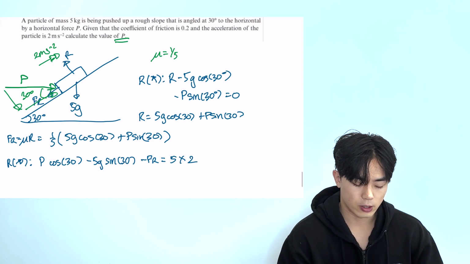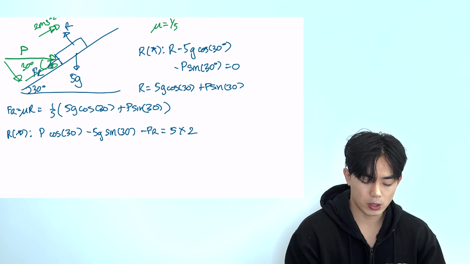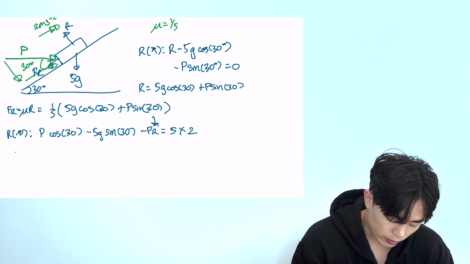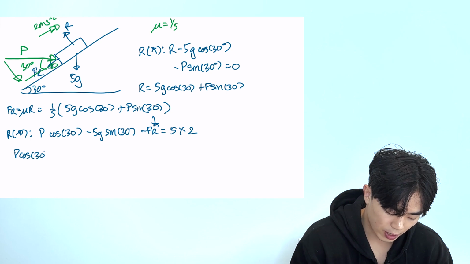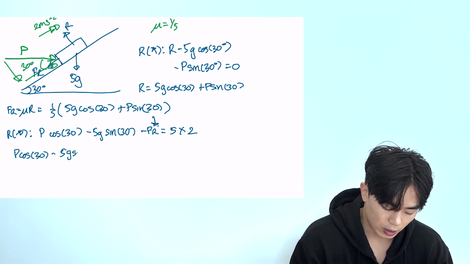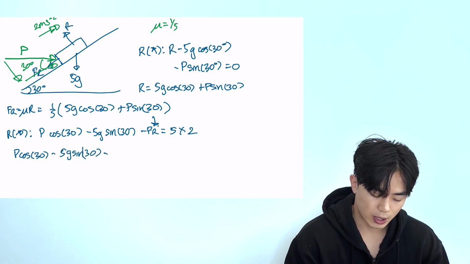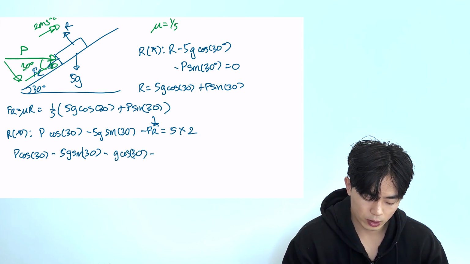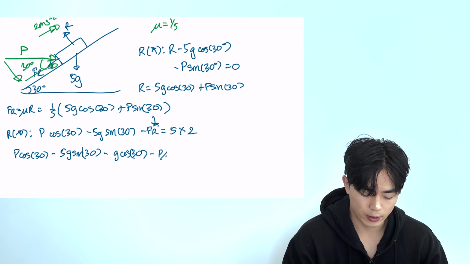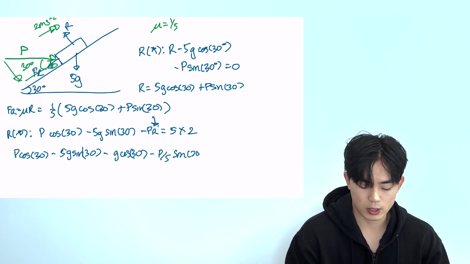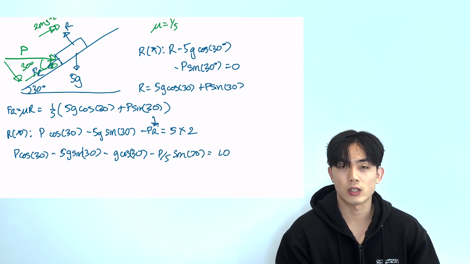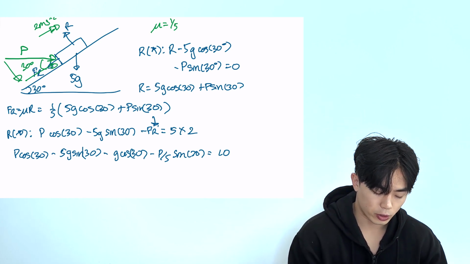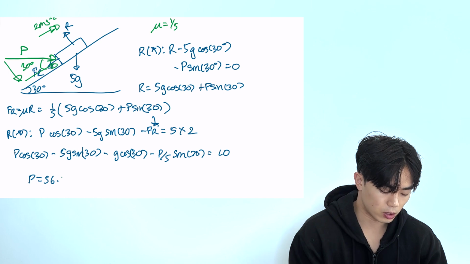Okay, and so therefore, that's why we have to find the friction, because I can replace the friction into this section here. So we'll have P cos 30 minus 5g sine 30 minus, now we have g cos 30 minus P/5 sine 30, and that's equal to 10. Now it's just a matter of rearranging and simplifying to get my P, and P you should get as 56.1 newtons.